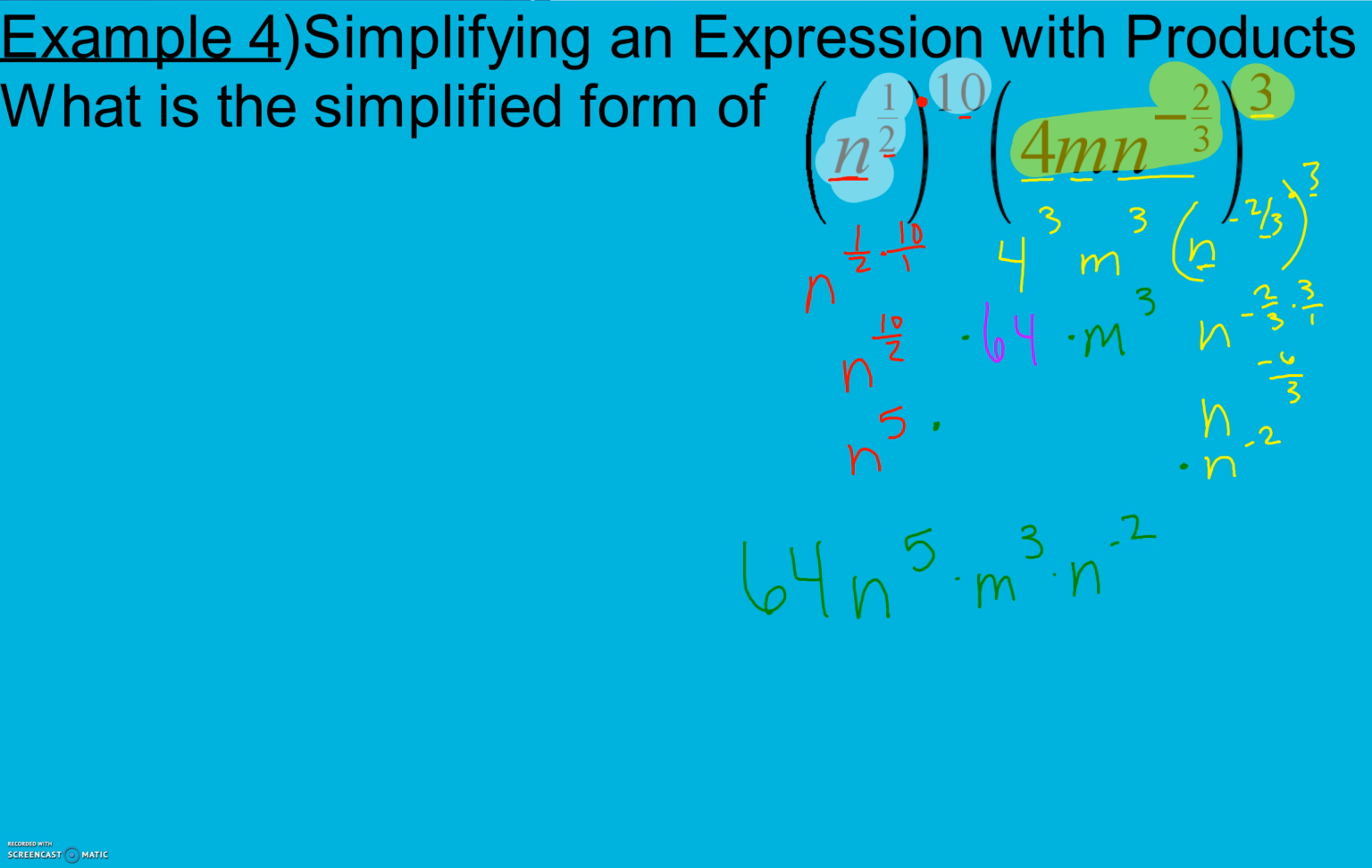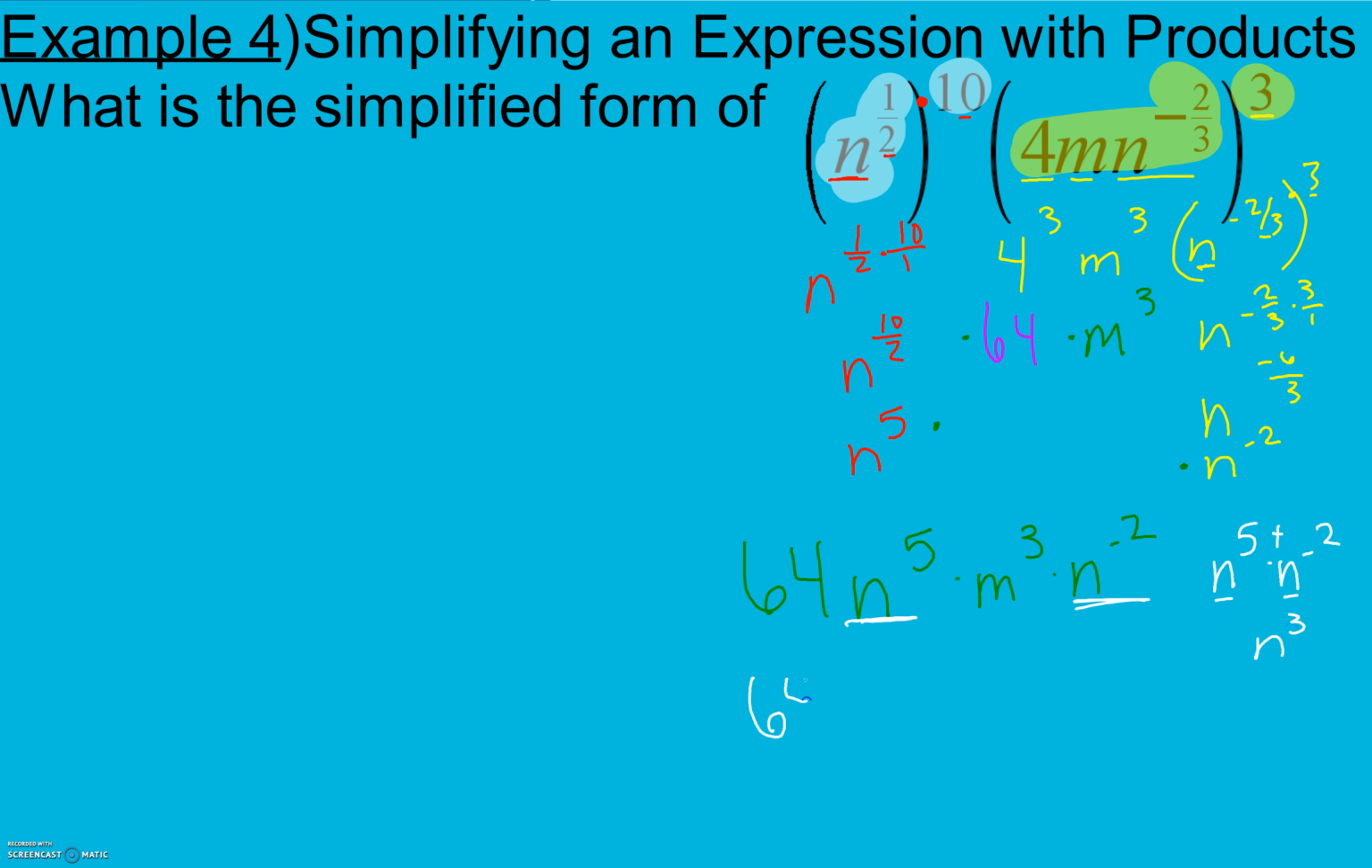Now that I am simplified as I can with my exponents, remember exponents come before multiplication, now I can do my multiplication, and I can multiply together powers that have the same base. But again, here they have to have the exact same variable part. So I can take n to the 5th times n to the negative 2nd, add my exponents and keep my base, n to the 3rd.